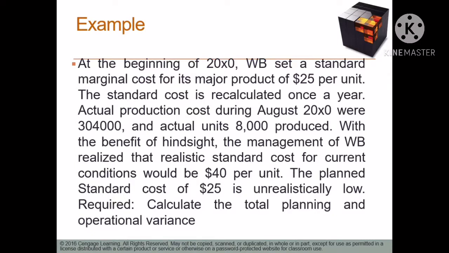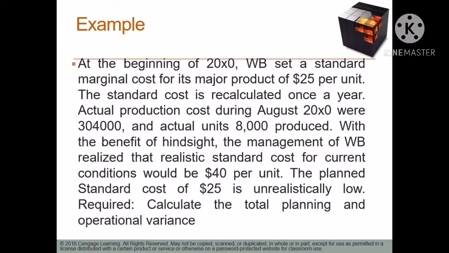At the beginning of 2000, WB set a standard marginal cost for its major product of $25 per unit. The standard cost is recalculated once a year. Actual production cost during August 2080 was 304,000 and actual units produced were 8,000. With the benefit of hindsight, the management of WB realized that a realistic standard cost for current conditions would be $40 per unit. The planned standard cost of $35 is unrealistically low. The question requires calculating the total planning and operational variance.